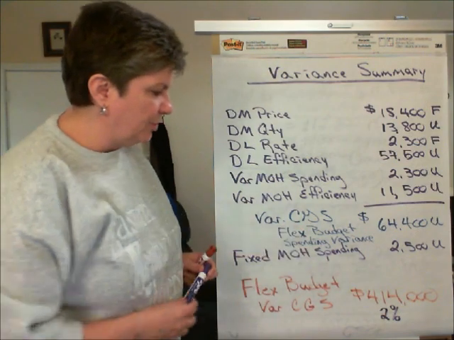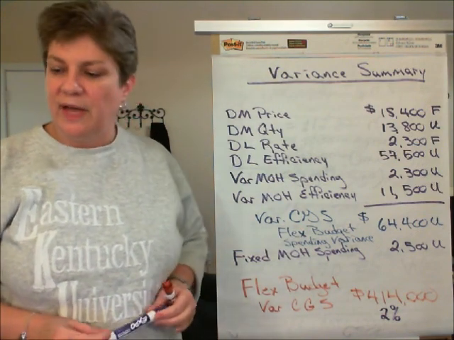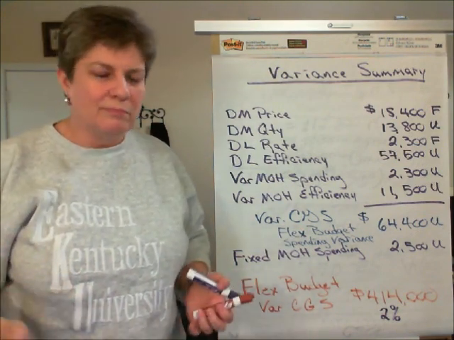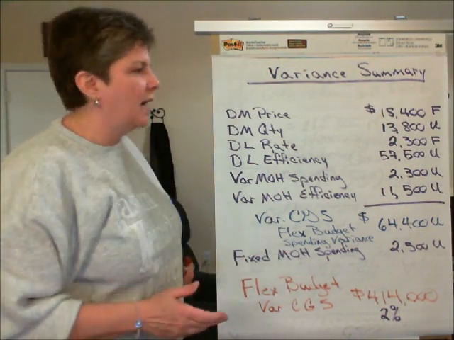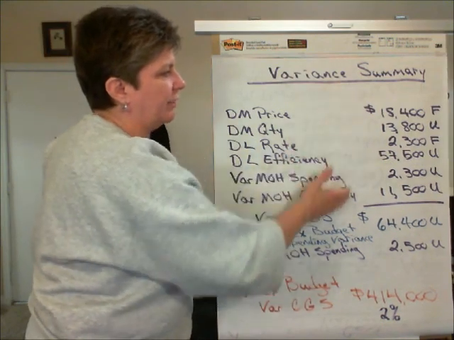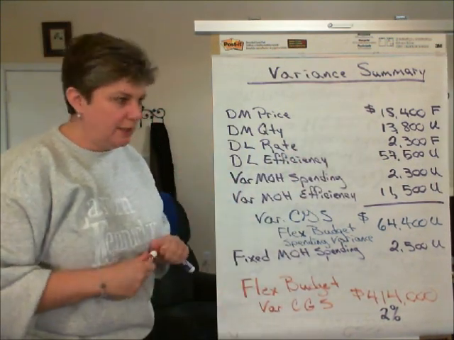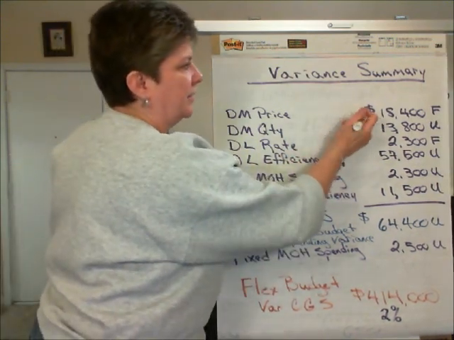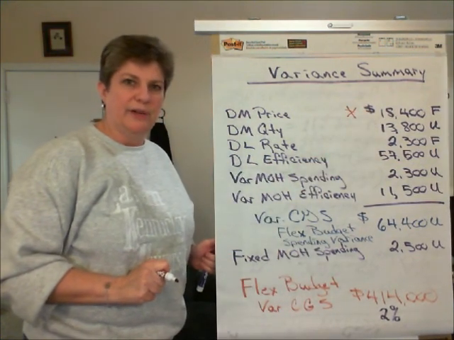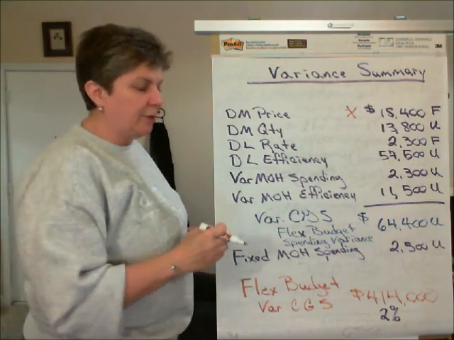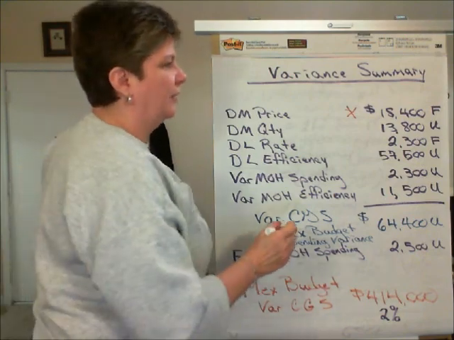Well, let's see, 2% of 414,000 is going to be $8,200 and something, $8,280. So as we look at these variances, if that's our criterion, then this $18,400 favorable materials price variance would be investigated, because it's certainly larger than $8,000.